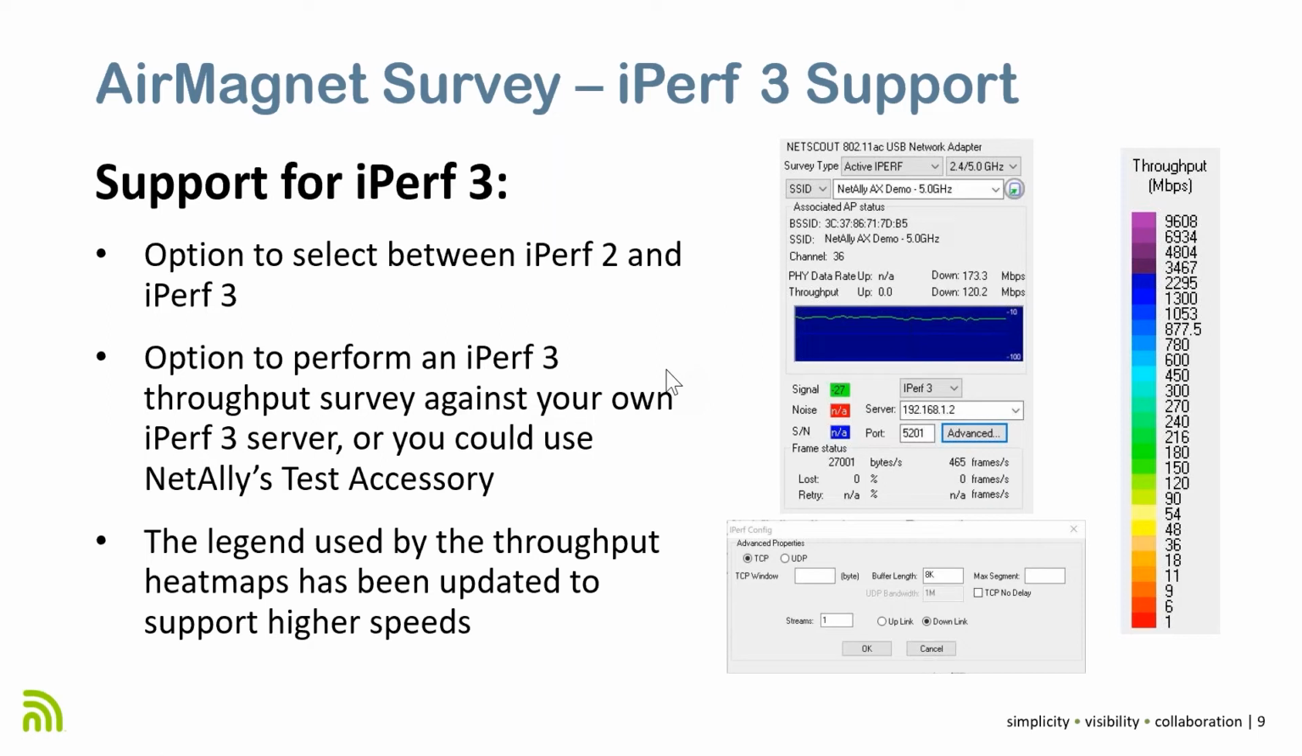Notice that, like I mentioned, you will be able to perform an iPerf 3 survey against your own iPerf 3 server or the NetAlly Test Accessory, which if you ask me personally, I think is a lot more convenient, but it's up to your preference. You also have an updated legend. Notice that with the higher data rates, modulation encoding schemes, number of streams, etc., now there's a potential for higher throughputs. So the legend for the throughput heat map has been updated to support the higher throughputs that can be achieved using Wi-Fi 6. And again, we'll show you all this live in a few moments.